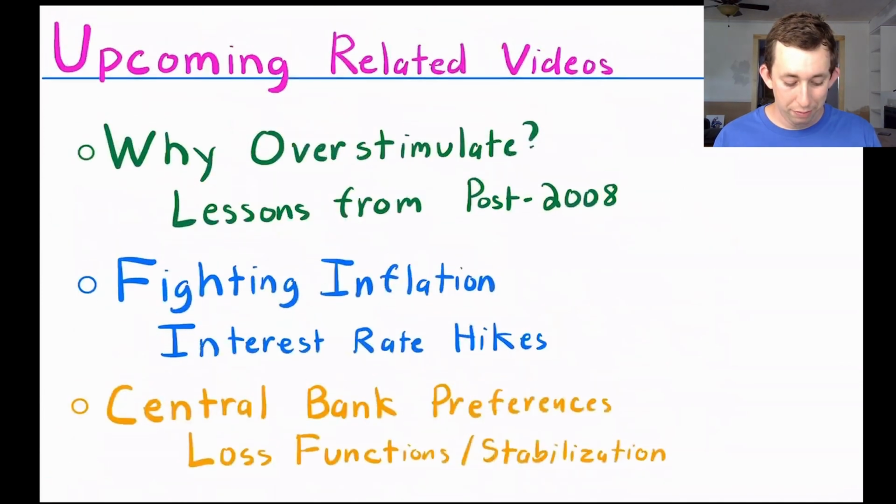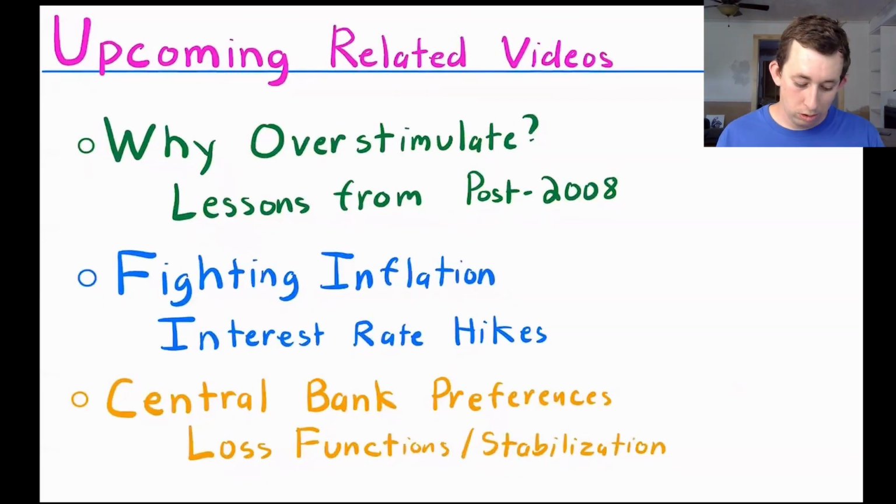Now, I've got some other videos that are coming up if you thought this was interesting, to continue talking about inflation and what's going on right now. We'll talk about how the Federal Reserve can fight inflation and not let it just persist. Talk about the interest rate hikes that you may have seen in the news recently and why that is effective in fighting inflation. We'll also talk about central bank preferences. We'll talk about what the central bank or the Federal Reserve wants. Talk about something called a loss function and also how they seek to stabilize output.